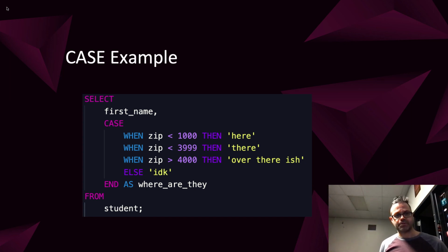And then I have my when zip is greater than 4,000 over there-ish. And if somehow I get something that doesn't fit that pattern, I don't know how, because it wouldn't actually exclude. So I can use the idea of a case example to make sure that happens and go from there.